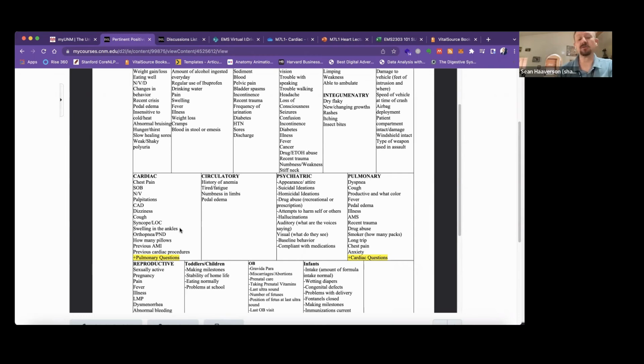So swelling in the ankles is to give us a little bit of a clue as to how well venous return to the heart is working. And so it could be that they have a right-sided heart problem, but they haven't reached failure and they don't have systemic full circulation edema. So this could be the early stages of their heart failing.